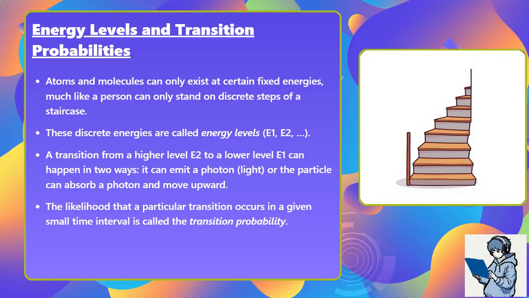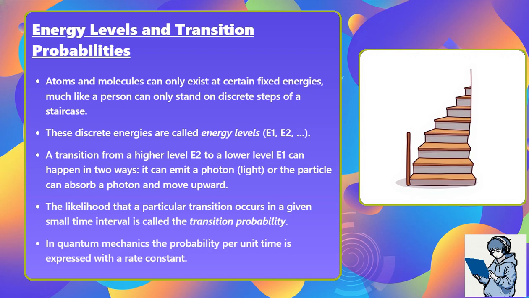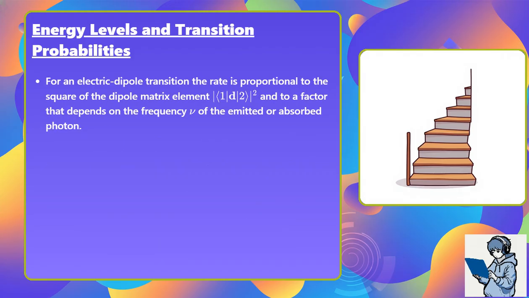The likelihood that a particular transition occurs in a given small time interval is called transition probability. In quantum mechanics, the probability per unit time is expressed with a rate constant. For an electric dipole transition, the rate is proportional to the absolute square of the dipole matrix element between state 1 and state 2, and to a factor that depends on the frequency nu of the emitted or absorbed photon.